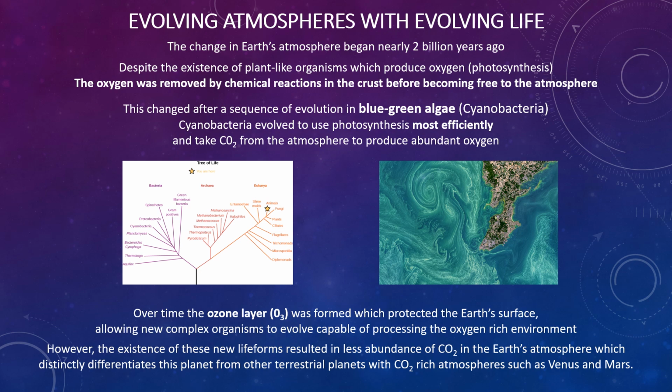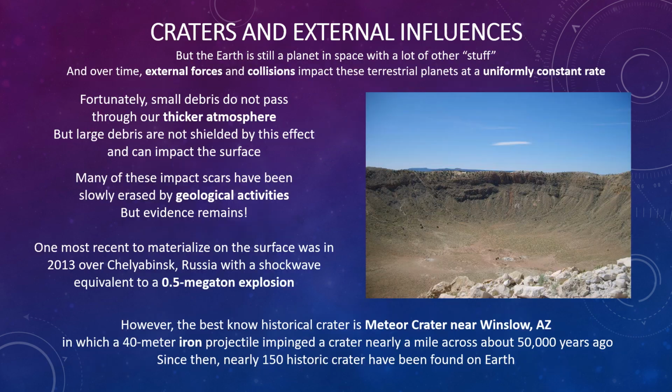However, the existence of these life forms resulted in less CO2 in the Earth's atmosphere, and this helps distinguish it really greatly from the other terrestrial planets in our solar system, which have rich CO2 in their atmospheres, like Venus and Mars. We don't have as much CO2 in our atmosphere because we have life on our planet, which is changing our atmosphere's composition.